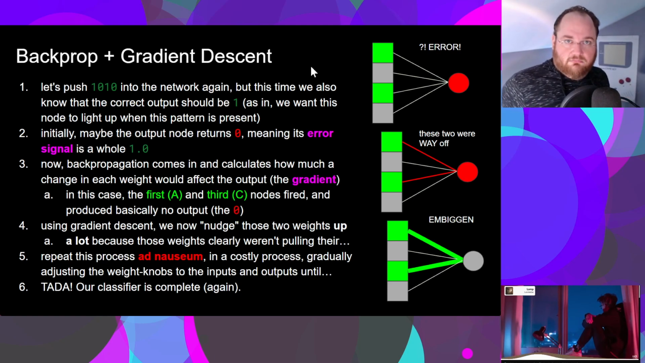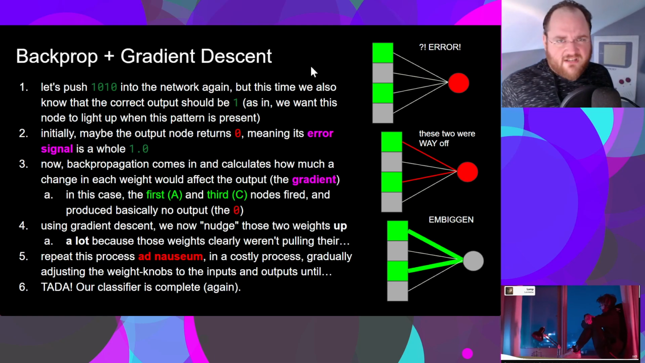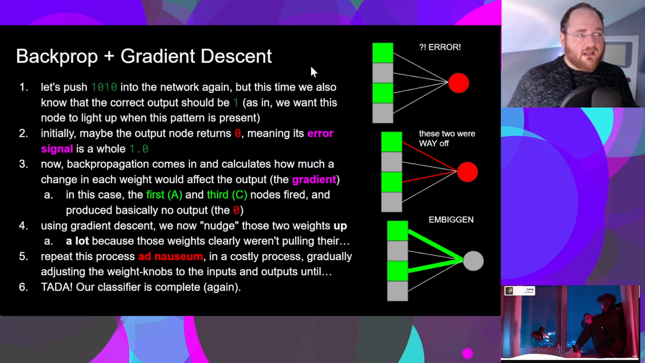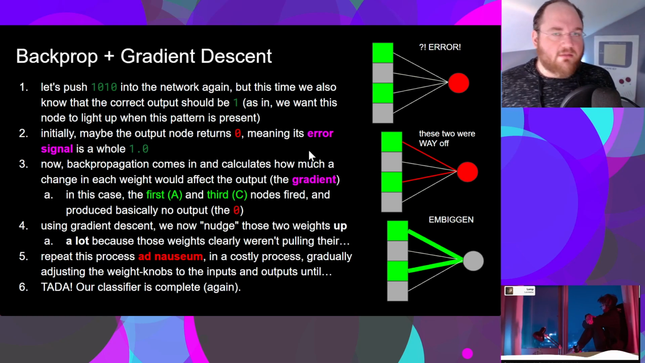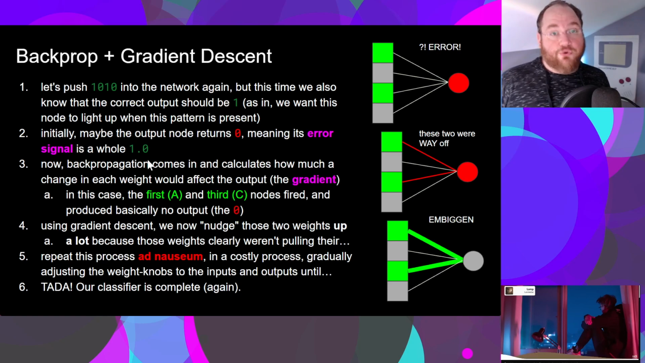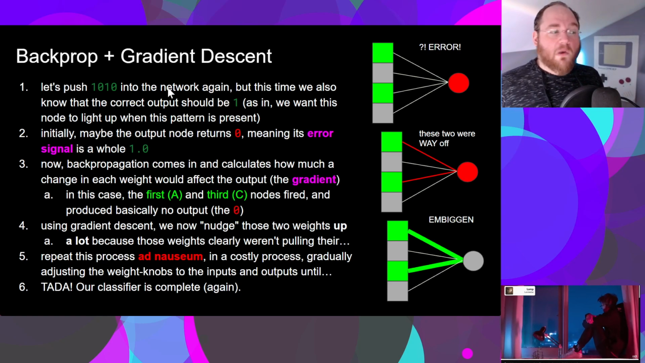It outputs nothing. Which would make sense if it was a dumb network that hadn't been trained at all, because it would be like, I don't know what that is, I'm just going to say 0. Because 0 is sort of default. Its error signal would be huge, right? Its error signal will be a whole 1.0.